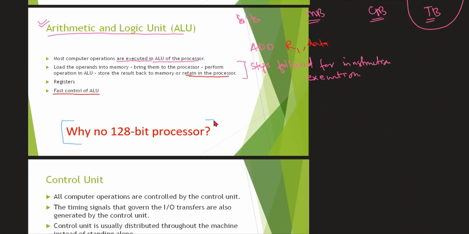Why are there no 128-bit processors? In computer systems, most of the computers we have are either 32-bit processors or 64-bit processors. There is no processor that is 128-bit. So everyone should search it out, like why there is no 128-bit processor available.